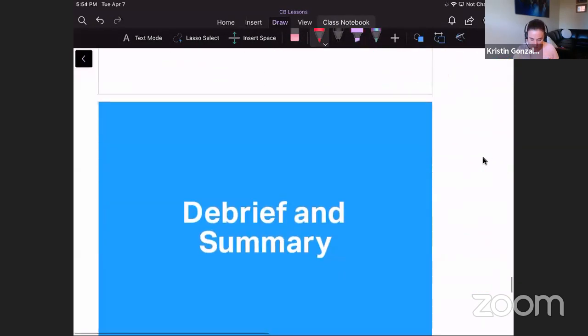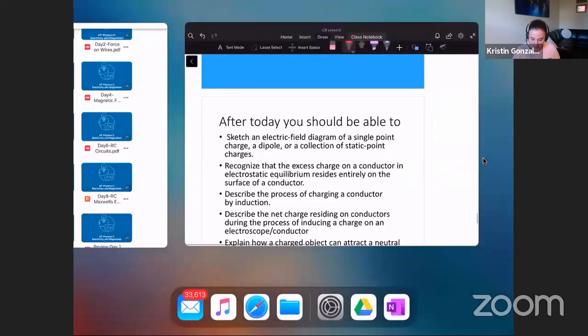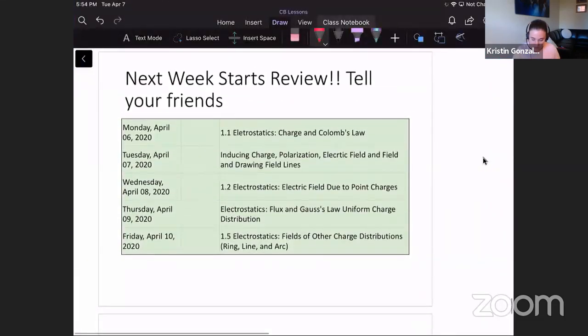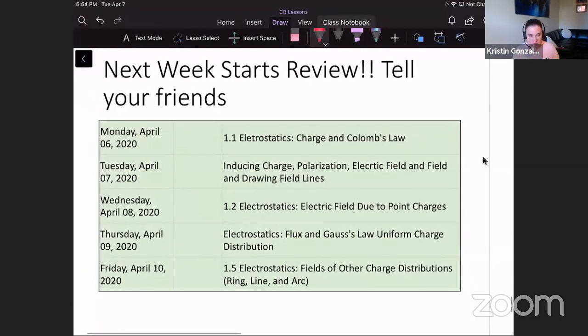The only other thing I wanted to remind you of is what we're going to talk about the rest of the week. So today we did inducing charge and polarization, electric fields, basics. Tomorrow, Roger's going to take us through how we can calculate the electric field due to point charges, so maybe one point charge or multiple point charges. Then Thursday, we're going to go into Gauss's law, which is kind of a shortcut to finding that electric field. And then Friday, we're going to do the other distributions: line of charge, arc of charge, ring of charge, and how we can find the electric field due to those things.